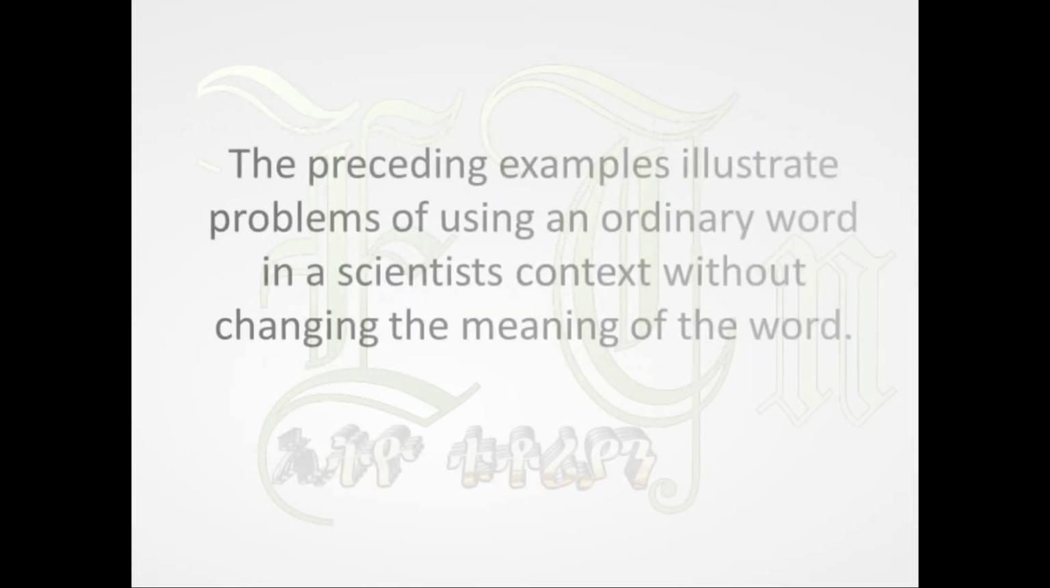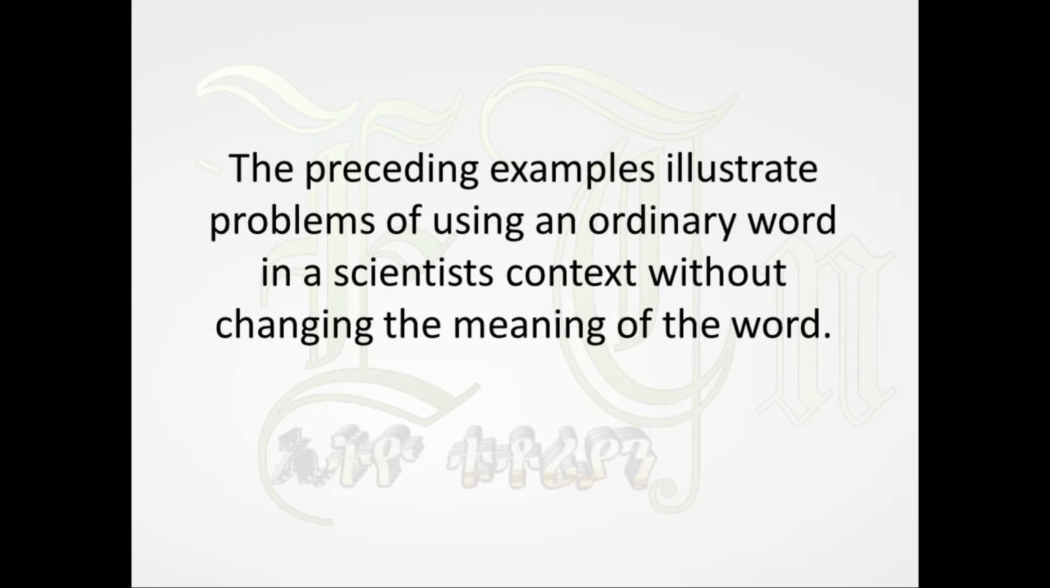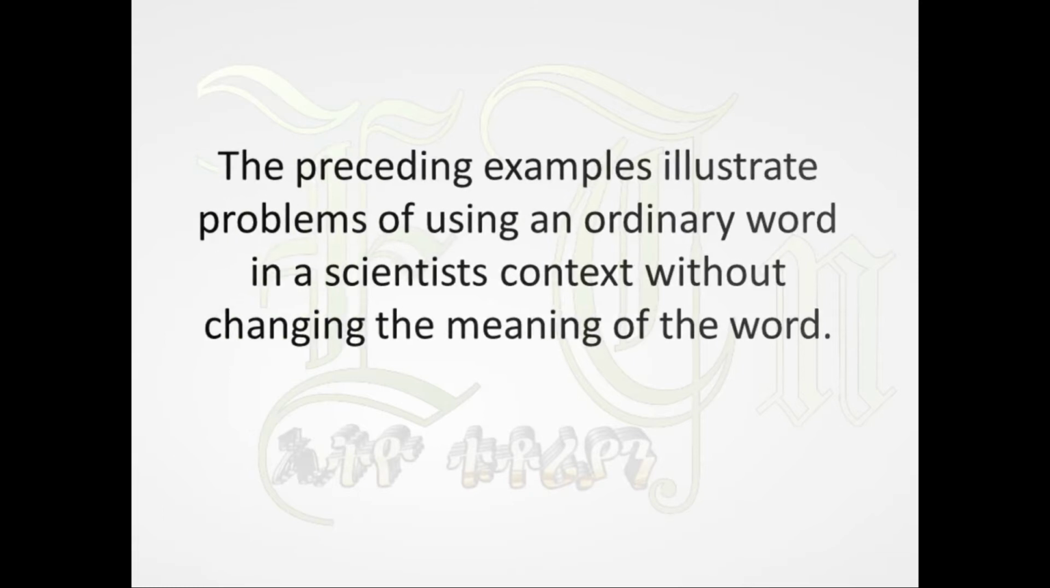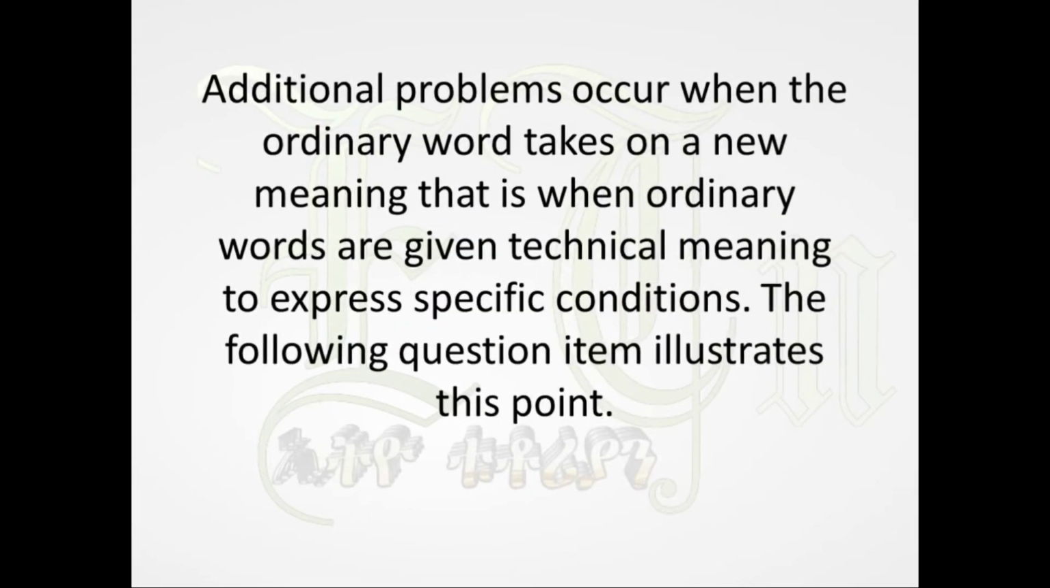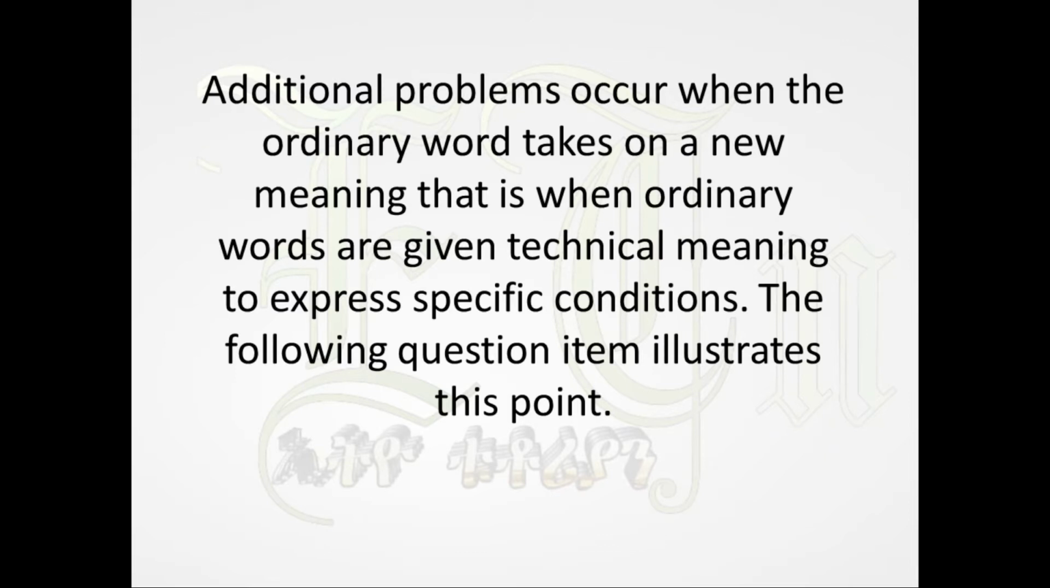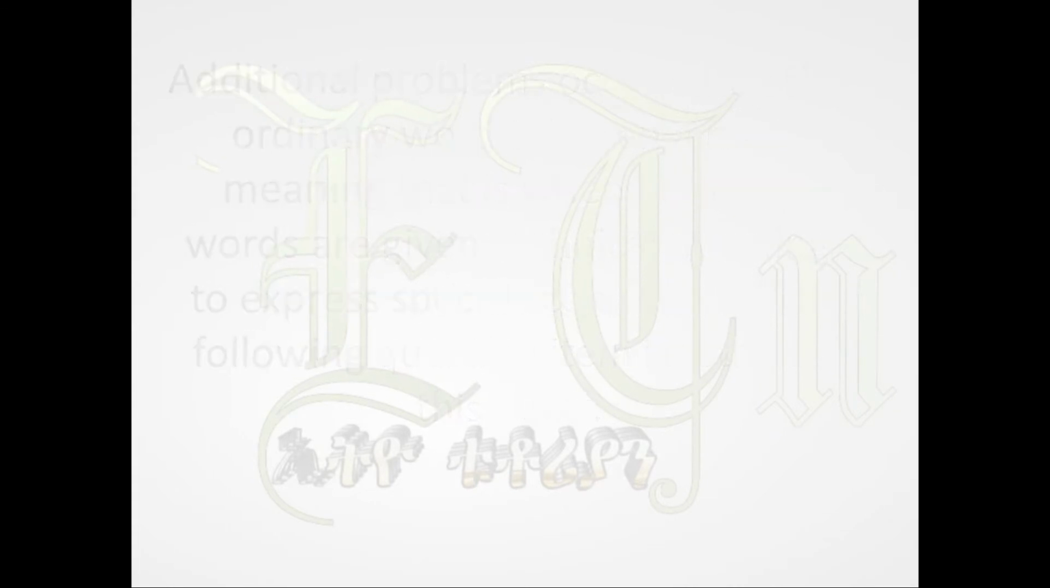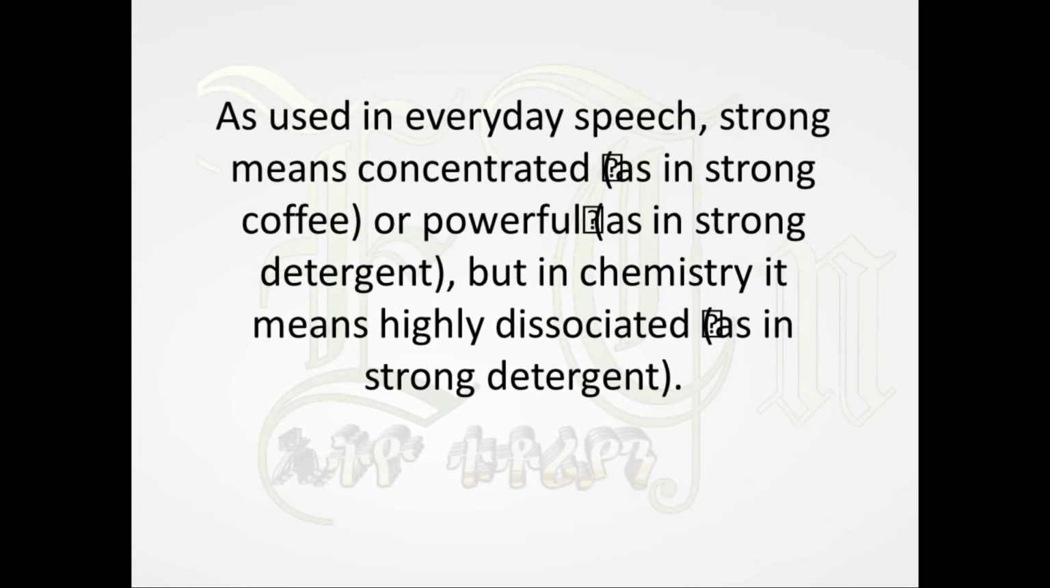The preceding examples illustrate problems of using an ordinary word in a scientific context without changing the meaning of the word. Additional problems occur when the ordinary word takes on a new meaning, that is, when ordinary words are given technical meaning to express specific conditions. The following question item illustrates this point. As used in everyday speech, strong means concentrated, as in strong coffee, or powerful, as in strong detergent, but in chemistry it means highly dissociated, as in strong acid.